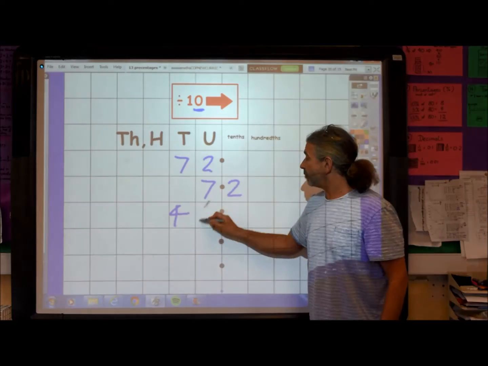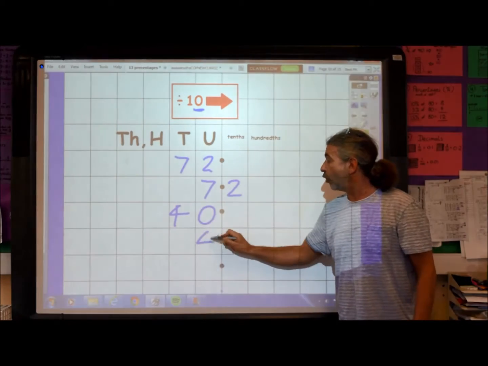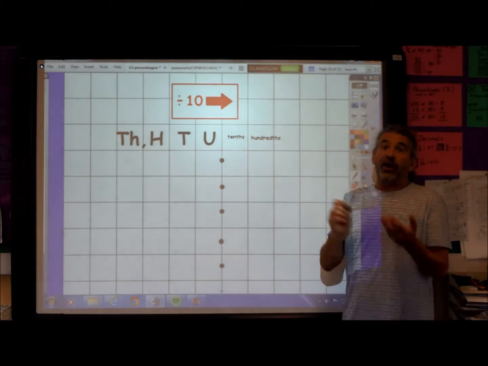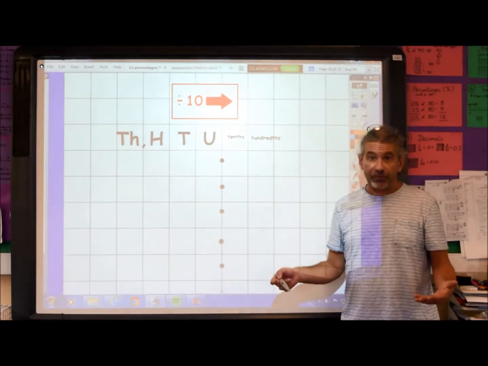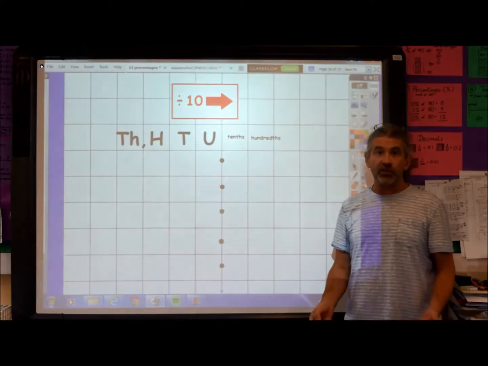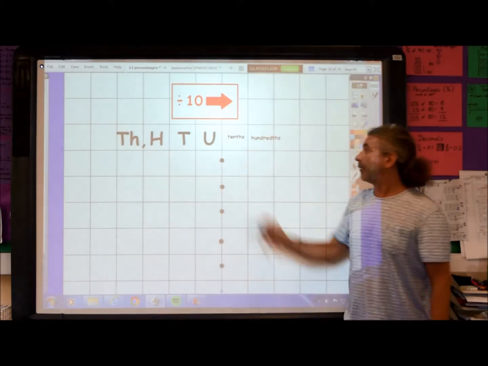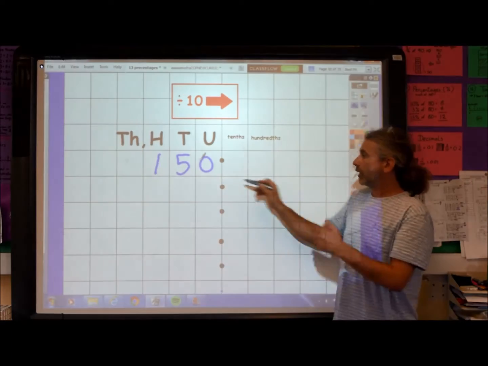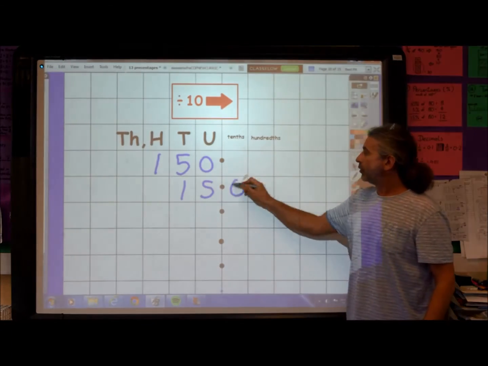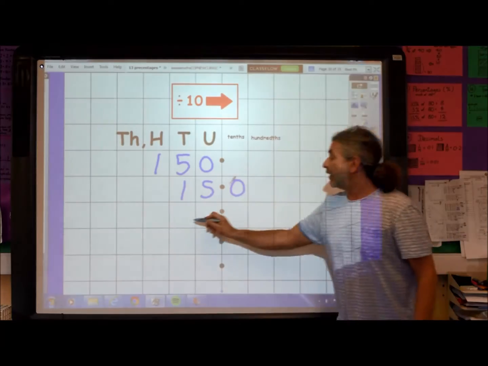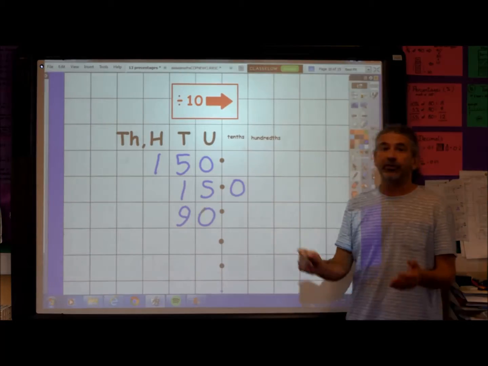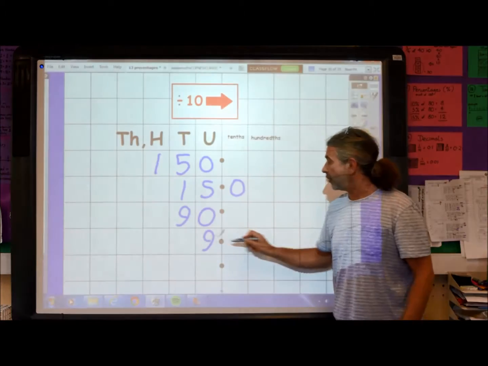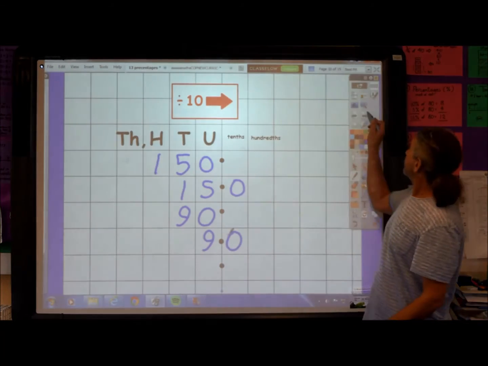40 divided by 10 would be 4.0. Now, if dividing by 10 is the same as finding 10%, we can easily find 10% of any number. So 150, if we want 10% of that, move it 1 column to the right, 15.0 or just 15. If we want to find 10% of 90, just move it 1 place to the right, 9.0 or 9.